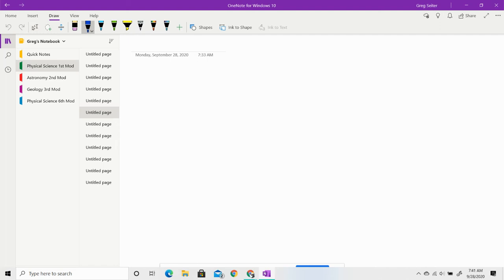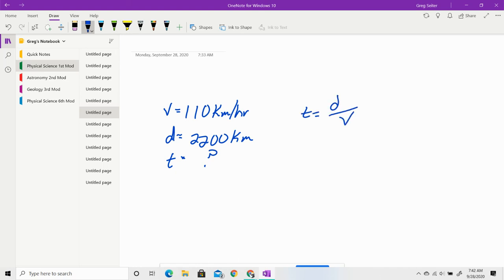A truck travels down the highway at a speed of 110 kilometers an hour. V, D, and T. So a truck is traveling 110 kilometers an hour, about 60 miles an hour. How long does it take if it covers 2,200 kilometers? We need to know T. So T equals D divided by V.